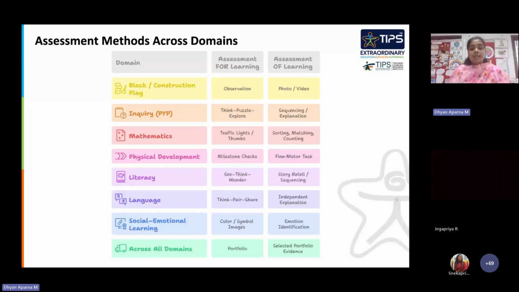So, okay, now let's take a look at what are all the different assessment methods across different domains. As I said earlier, assessment can happen at any time and in any domain. Here are some common areas that we can see every day in our early classroom. If we take the free play time, assessment can happen mainly through observation. As teachers, we watch how children play, talk, and interact with their peers. We can capture this through anecdotal notes.